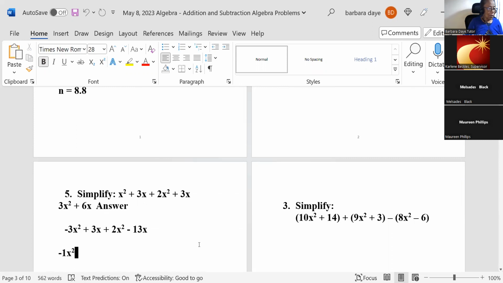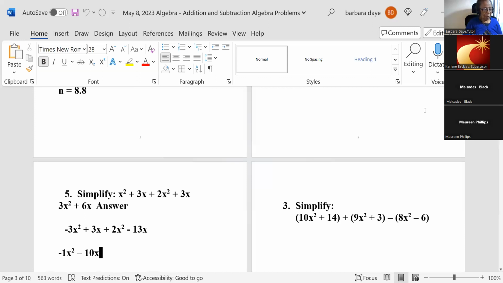And what about the x term? That would be 15x. Oh, 3x and a minus 13x give you what, Mercedes? Okay, that would be 10x. Plus or minus? Minus. That's the answer. That's what you got, Maureen?